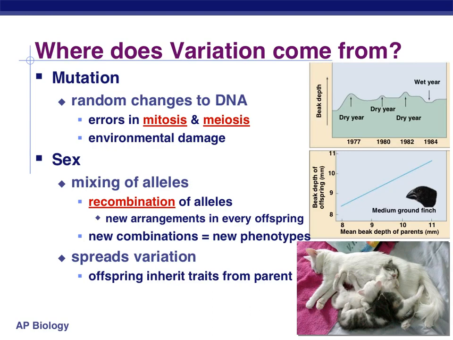Now, is there some continuity? Yes, there is, because there are certain things that you will inherit from your mom. So variation spreads, but some things remain the same. Offspring do inherit certain traits from their parents.